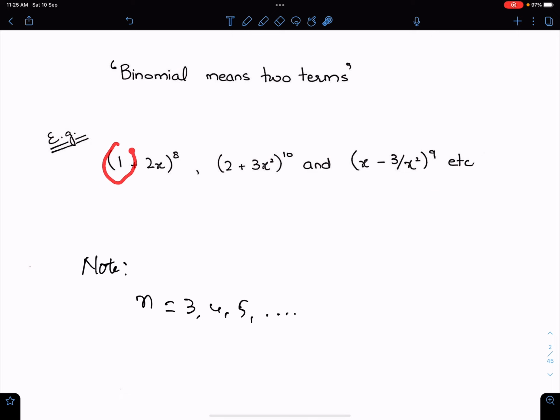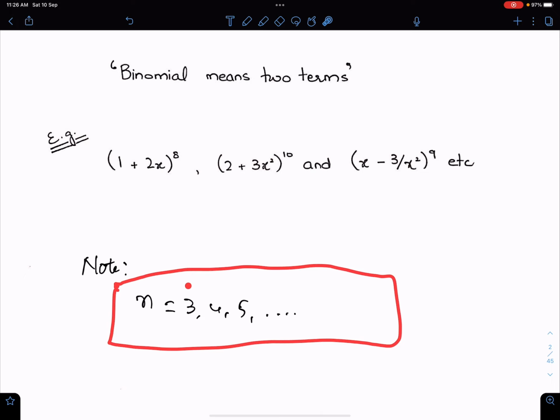In this expansion, the first term of the expansion is 1. Whereas in these two examples, the first term of these two expansions is not 1. So, when the first term of the expansion is 1, we use a different binomial theorem to expand these types of expansions. Whereas, when the first term of the expansion is not 1, like in these two examples, then we use a different binomial theorem to expand these types of expansions, to make the calculations simple, where n can be any positive integer. The value of n starts from 3.